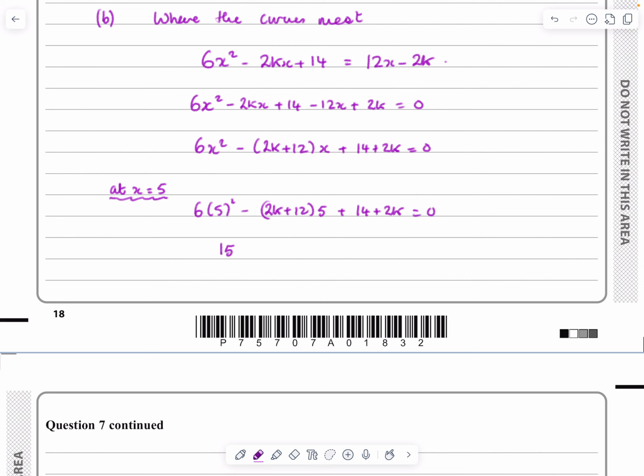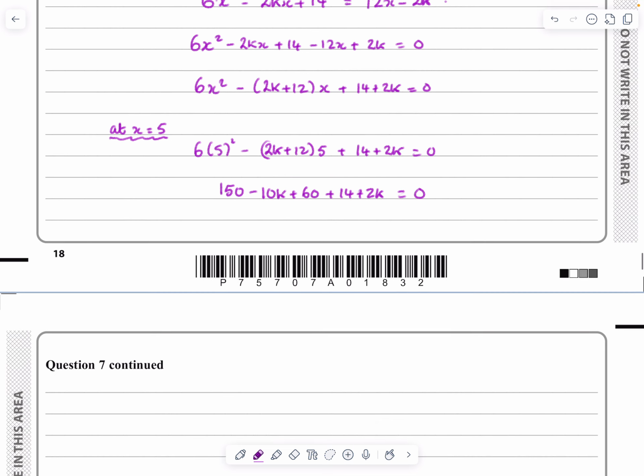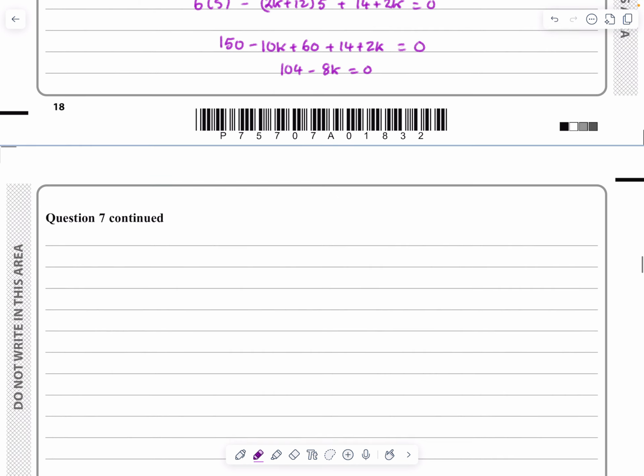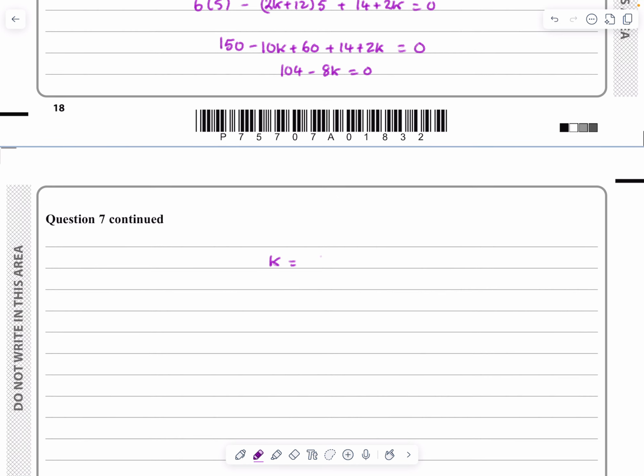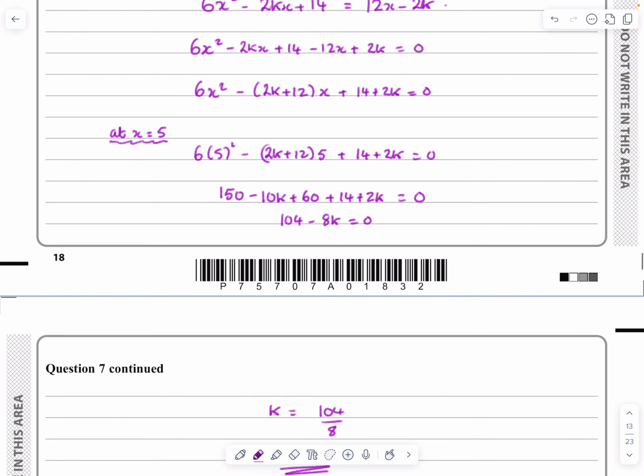I get 150. If I multiply everything out as well, minus 10k plus 60 plus 14 plus 2k equals 0. Well, that all tidies up to 104 minus 8k equals 0. So k equals 104 over 8. k works out to be equal to 13.